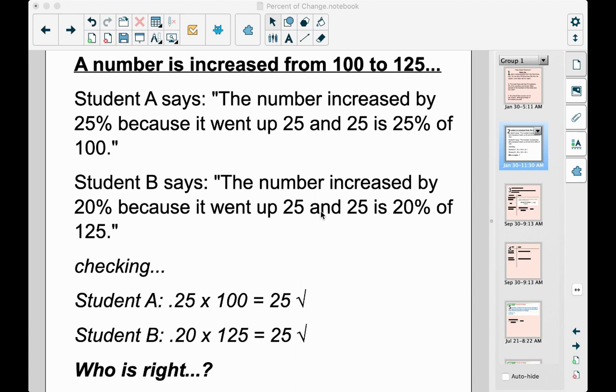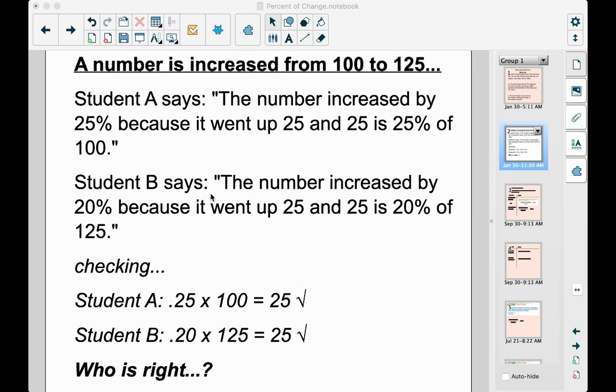Student A says that the number increased by 25% because it went up by 25. It did go up by 25. And 25 is 25% of 100. Okay, if we check his work, he's right. 25% of 100 is 25, using what we've done the last couple of days. So he says that that is a 25% increase.